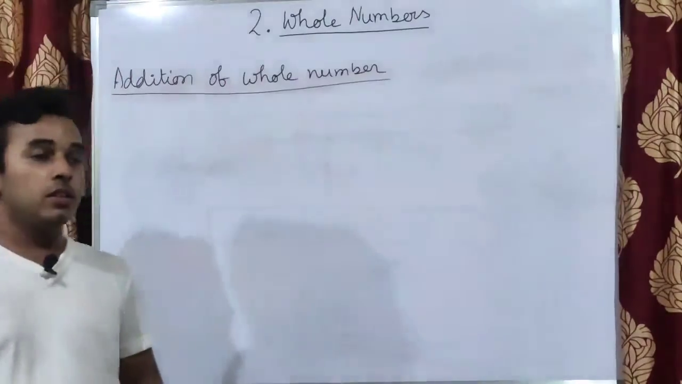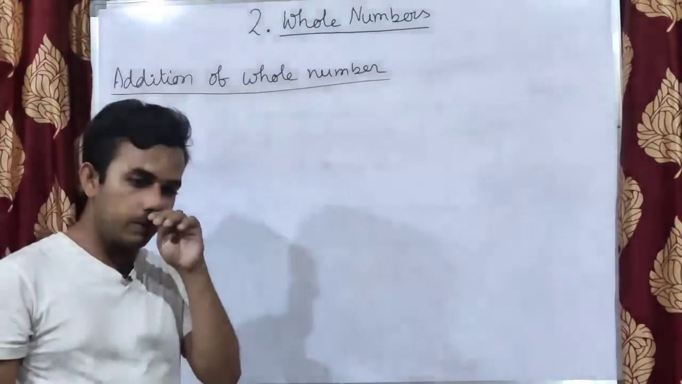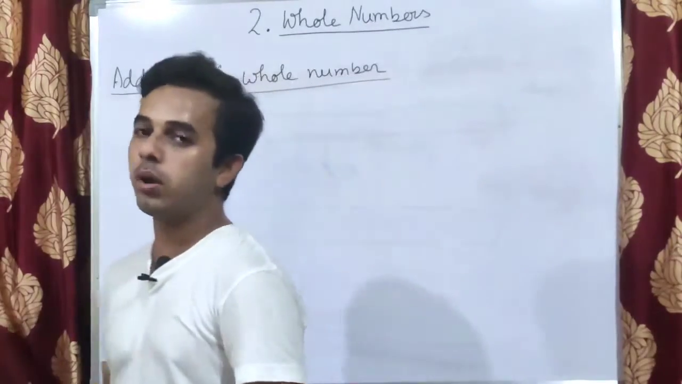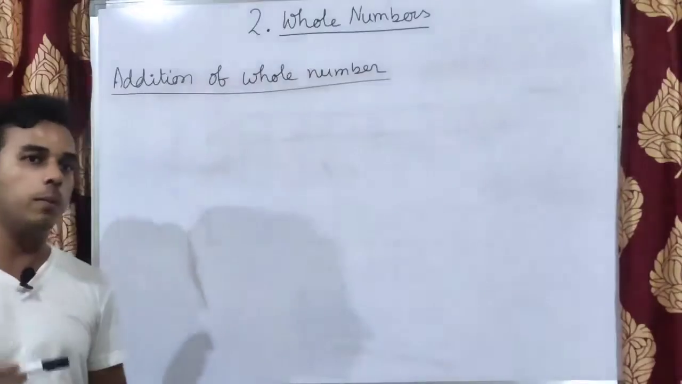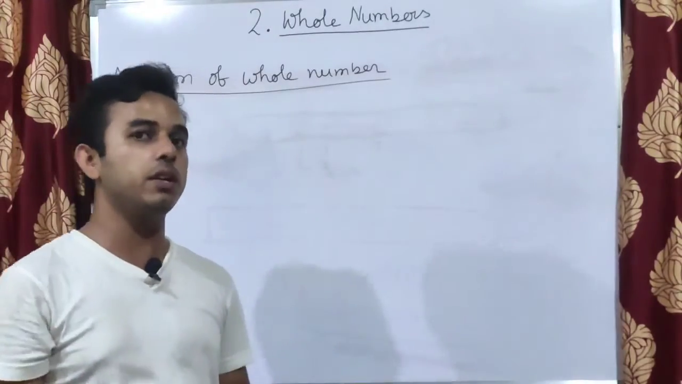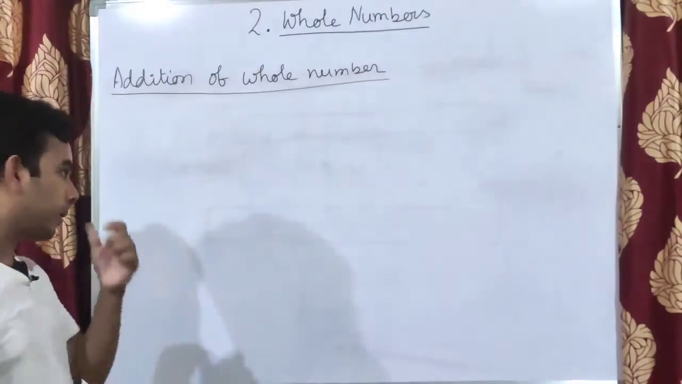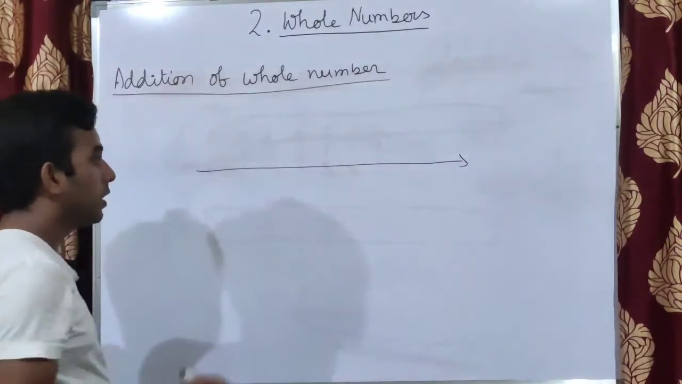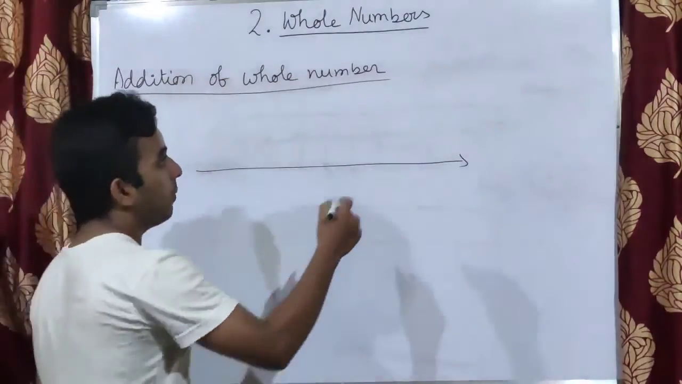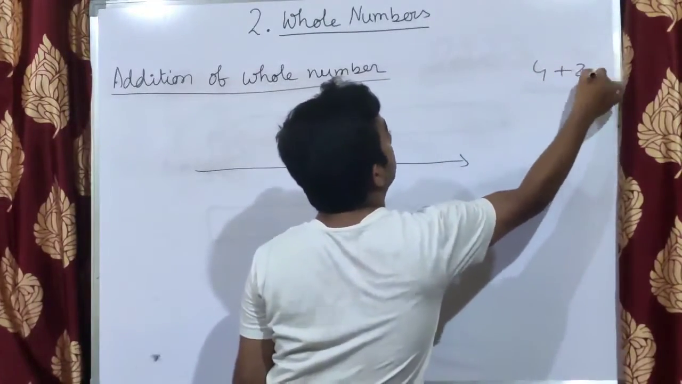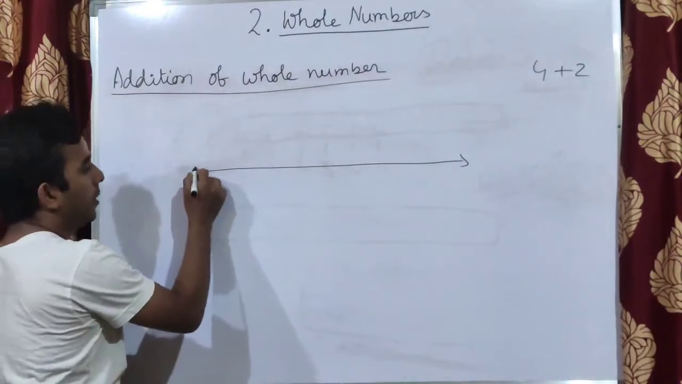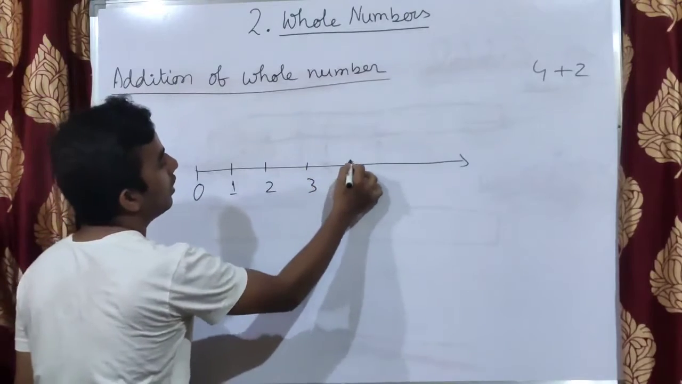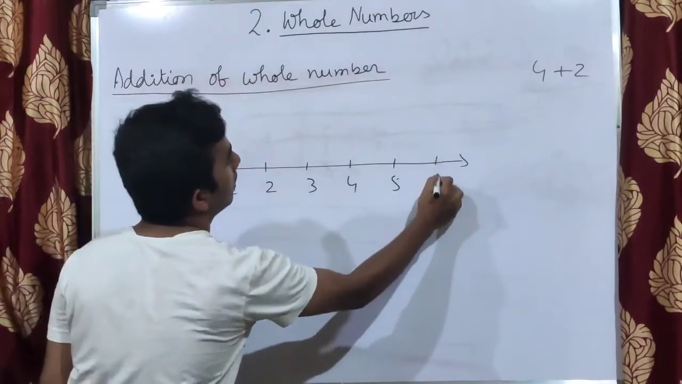Okay. So now our next topic is what? Addition of whole numbers. In this topic we will know how to add whole numbers on the number line. The easiest way to add whole numbers is with the number line, there will be no difficulty. So now first of all let us draw a whole number line. Suppose in this case we will add 4 plus 2. Now we will plot numbers on the number line. Suppose 0, 1, 2, 3, 4, 5, 6.